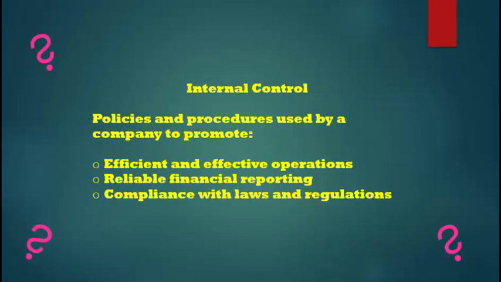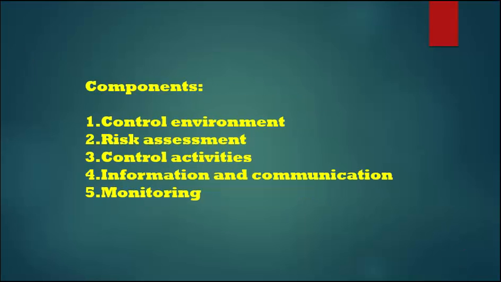What is internal control? It is basically the system of policies and procedures used by a company in order to promote efficient and effective operations, reliable financial reporting, and compliance with laws and regulations. Internal control consists of 5 components, which include control environment, risk assessment, control activities, information and communication, and monitoring.